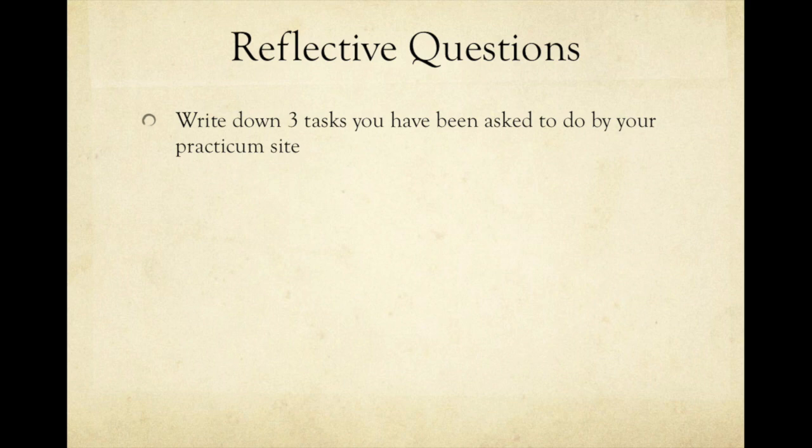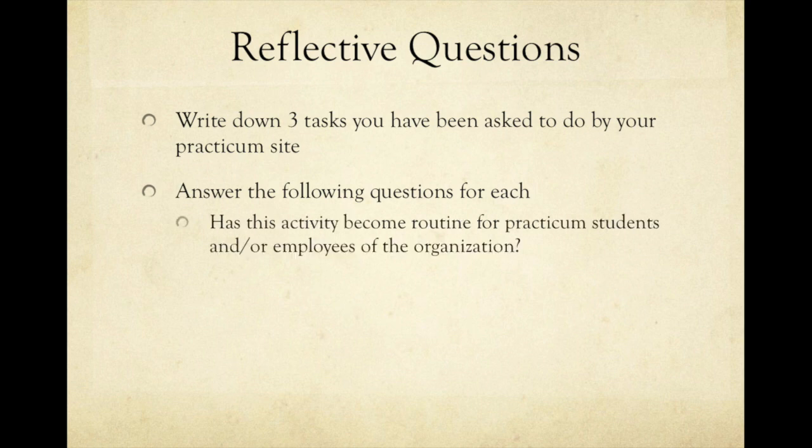site. So now the question is: are these tasks associated with your scope of practice? And we really want to be saying to ourselves, am I safe and competent to do these things? So here are the questions we need to answer. And you're going to do this in writing and submit on Canvas.